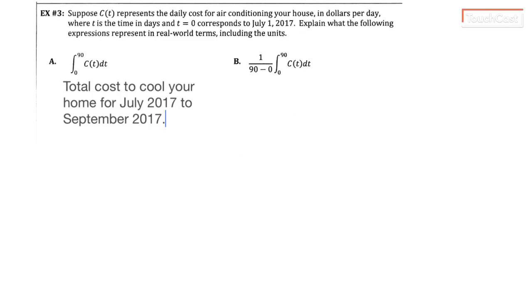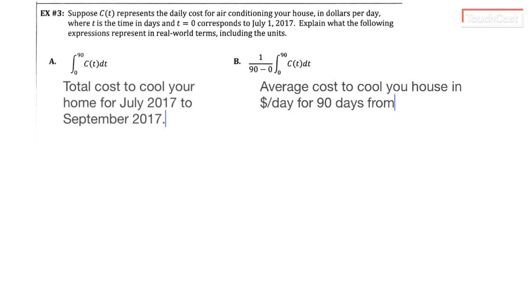With this second one, if we're looking at 1 over 90 minus 0, just multiplying part A by 1 over 90, then this is going to be looking at the average cost to cool your house in dollars per day for 90 days from July 1st, 2017. And that's it.